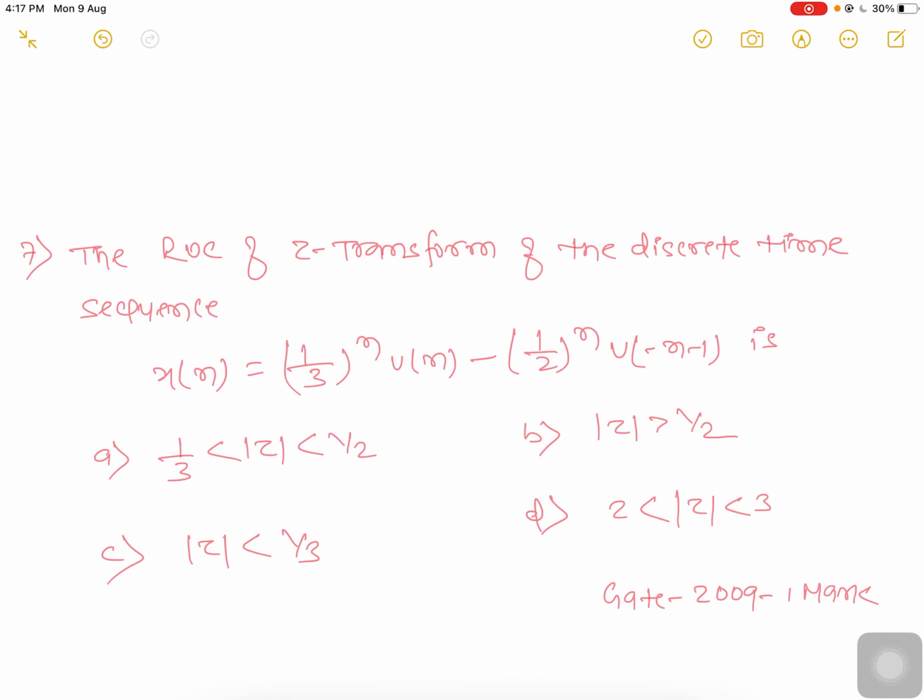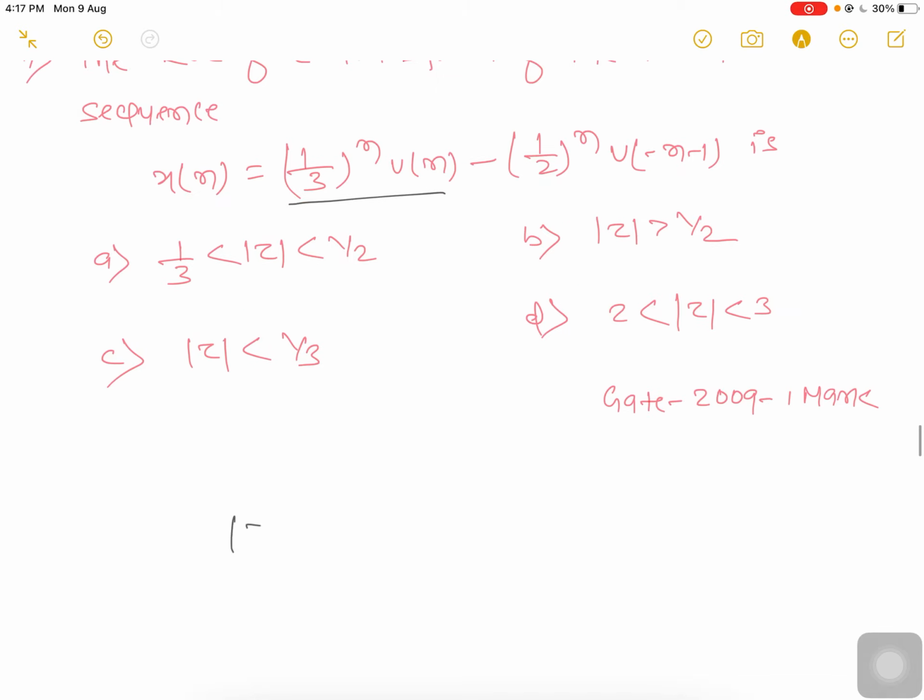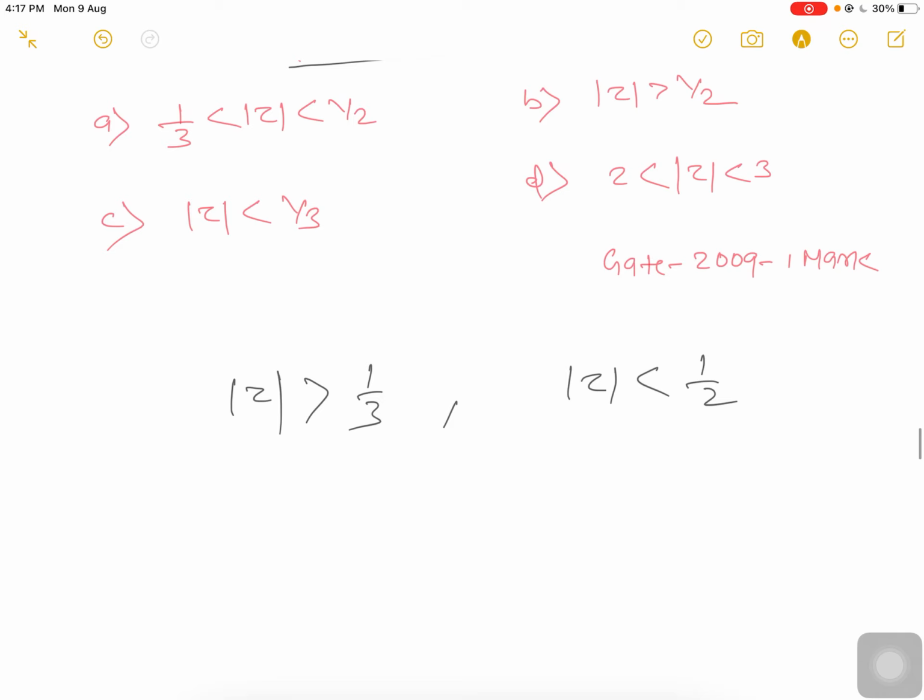Now comes to next question. The ROC of the Z transform of a discrete time sequence is given: x[n] = (1/3)^n u[n] - (1/2)^n u[-n-1]. Where is the right signal? It means mod z greater than 1 by 3. Here is the left signal, 1 by 2.